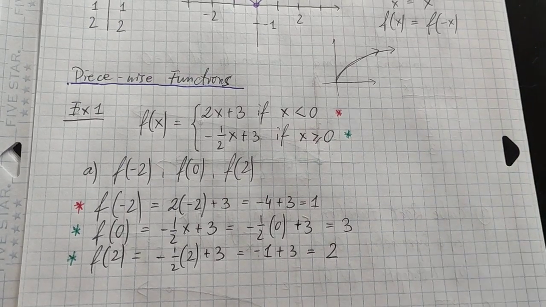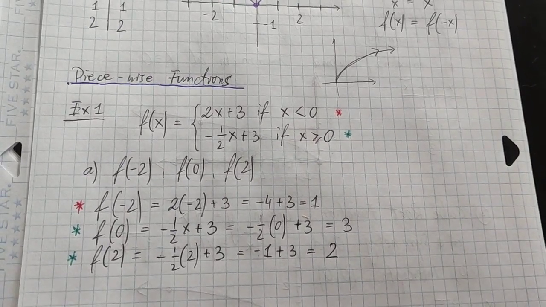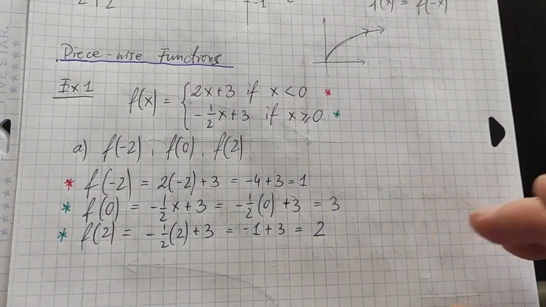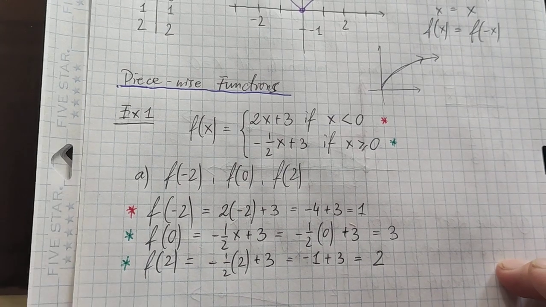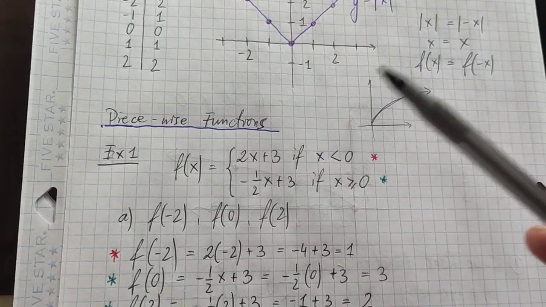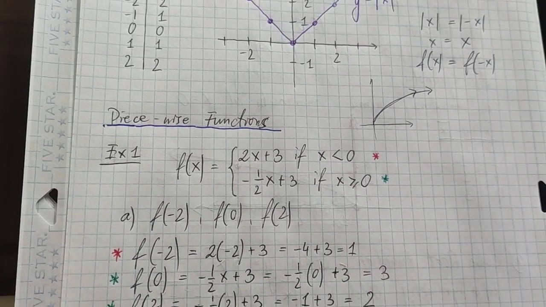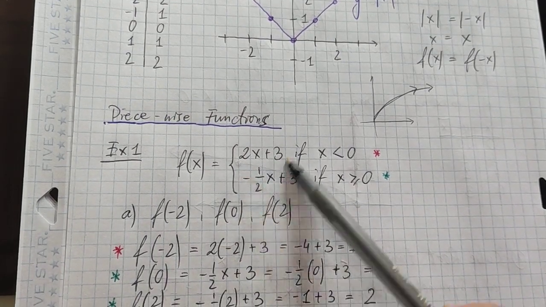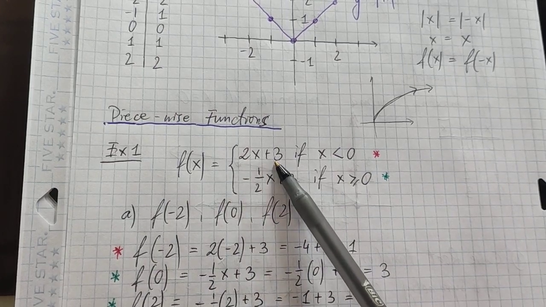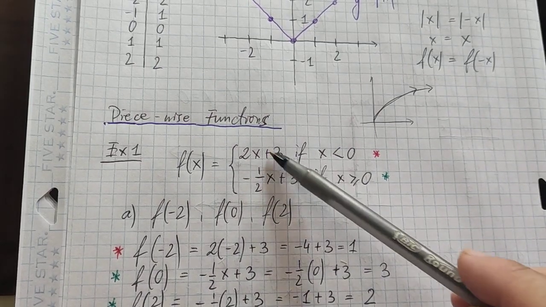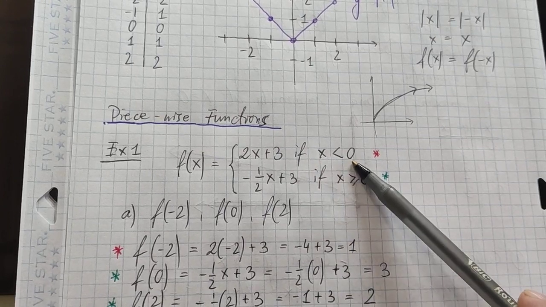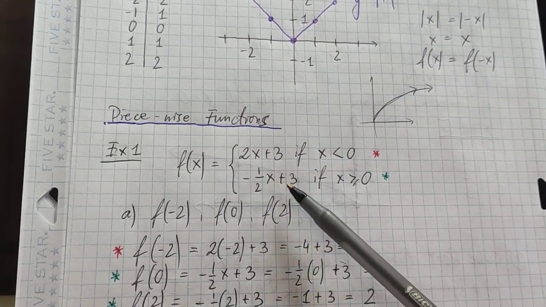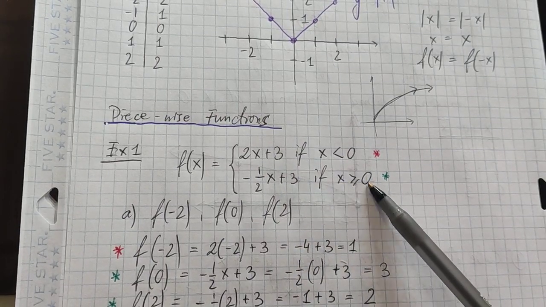Okay, so this is a continuation of lecture 1.4, and we were talking about piecewise functions. As you guys saw, a piecewise function is composed of at least two different functions, right? So we had one function, f of x equals 2x plus 3, and that function holds if x is less than 0, and then the other function, negative half times x plus 3, applies when x is greater than or equal to 0.